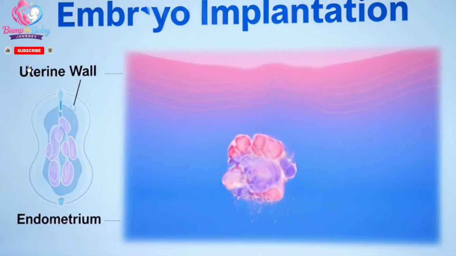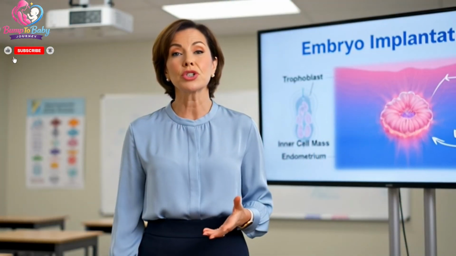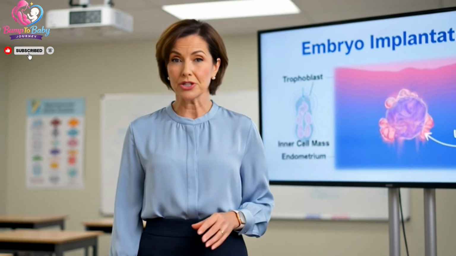Observe this chart. The embryo is attaching to the uterine wall, the trophoblast invading deeper into the endometrium. This deeper attachment is crucial for a successful pregnancy. Any questions on this process?